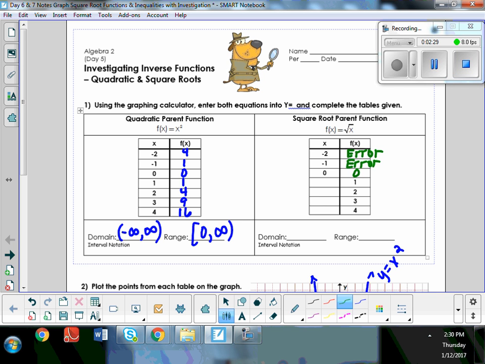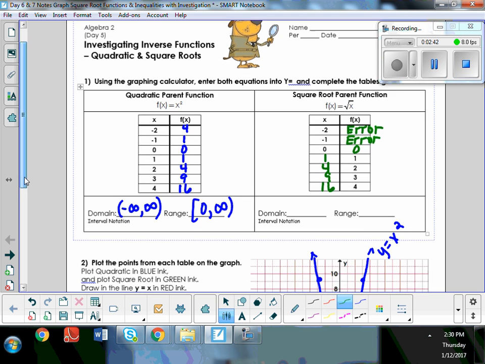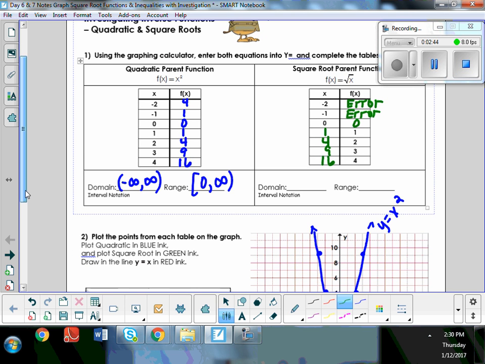It's just 0. And 1 is the square root of 1. 2 is the square root of 4. 3 is the square root of 9. And 4 is the square root of 16. So what do you notice about the bottom half of the tables starting from 0? Yeah, they're opposite. They're just flipped. They're the same, but x and y's are switched.